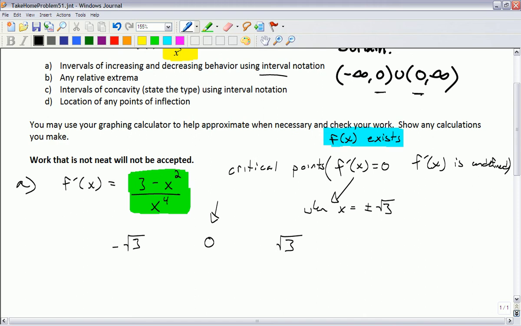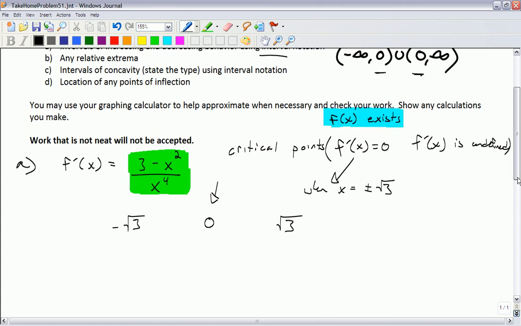So if your function is undefined there, you're going to have to use that as one of those separators for describing when your function is increasing or decreasing. Because you don't want 0 to sit inside an interval, and you don't want to say that, hey, your function is increasing when x is 0. Well, because your function doesn't even exist when x is 0. So those are your separators. Okay? 2 of them are from critical points. 1 of them is from just your function being undefined somewhere.